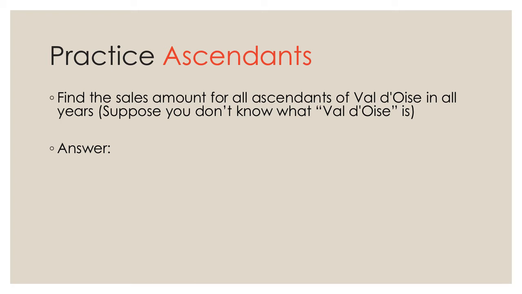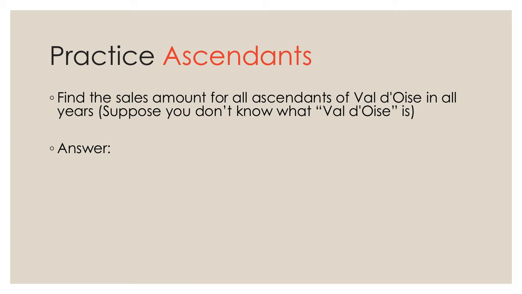So it's simple, right? If you know what Val de Oise is, then you can just put ascendants something in there. But now you don't know what Val de Oise is. What should you put inside of the parentheses? I'll give you 3 minutes. The answer is actually pretty simple, and then I'll show you again.